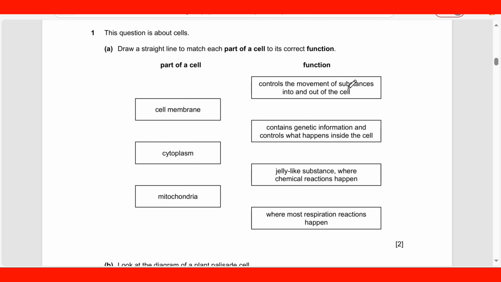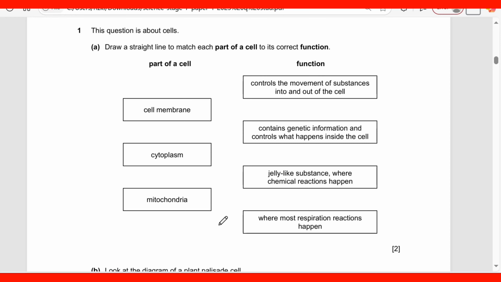Function: control the movement of substances into and out of the cell. Contain genetic information and control what happens inside the cell. Jelly-like substance, where chemical reactions happen, where most respiration reactions happen. Now the timer starts.